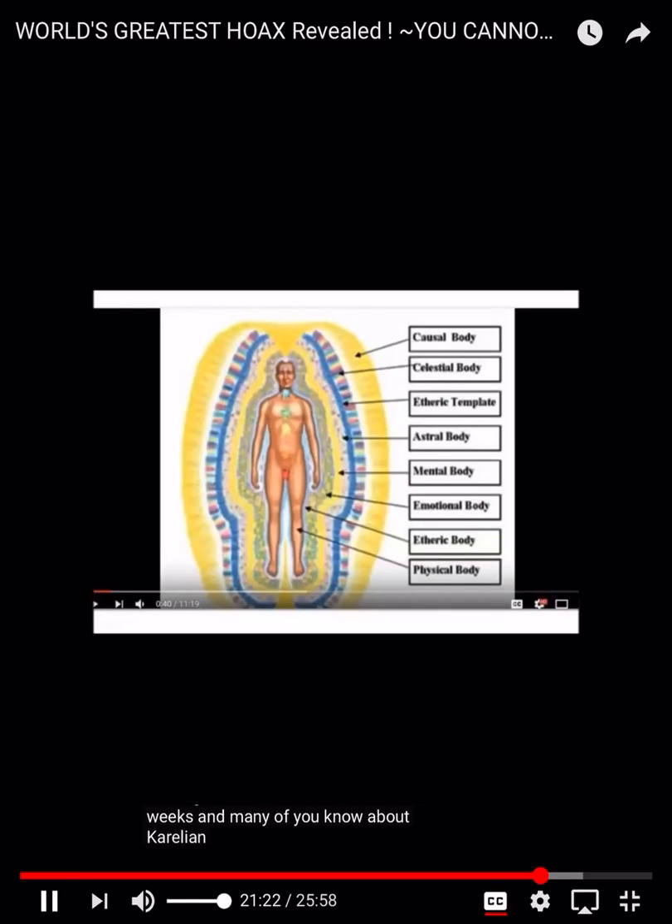And many of you know about Kirlian photography, how they can take a picture of your energy field, your aura. But how many of you know that there are many auras, 9 different energy fields outside of your body that emanate from your vibrational frequencies? There's the causal body, the celestial body, the etheric body, the astral body, the mental body, the emotional body, and the physical body. All of these are being dealt with biomagnetism on the energetic plane.